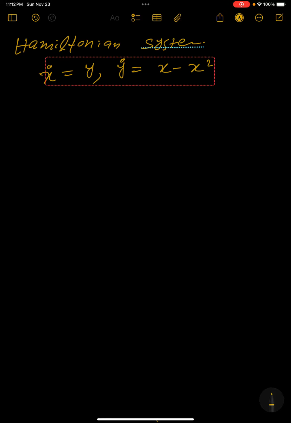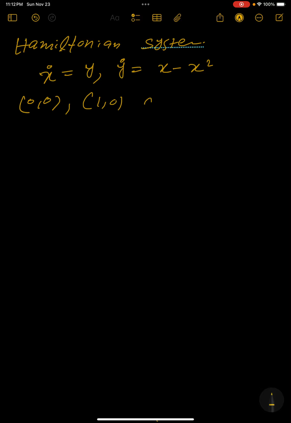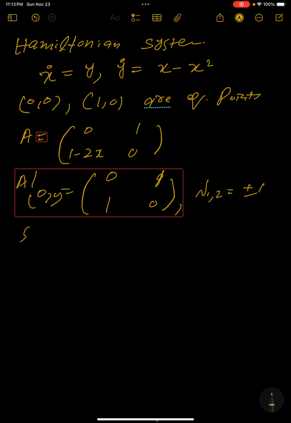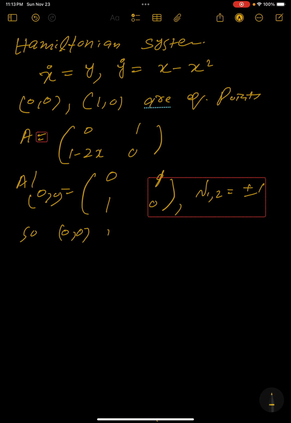x dot is equal to y and y dot is actually x minus x square. Okay, so we're gonna start similarly that we know that 0 0 and 1 0 are equilibrium points. So that's for sure. And similarly the Jacobian matrix is 0 1 and 1 minus 2x and 0. But the Jacobian matrix at 0 0 is 0 1 1 0. So we see that lambda 1 2 is plus minus 1, so 0 0 is a saddle.